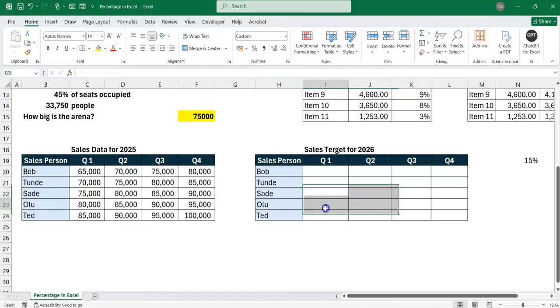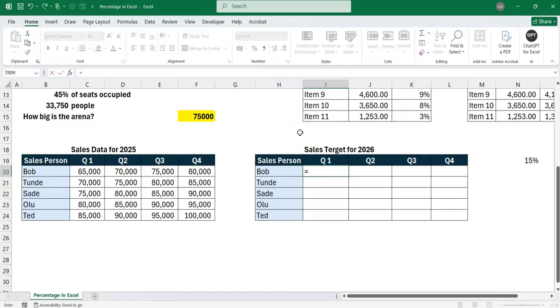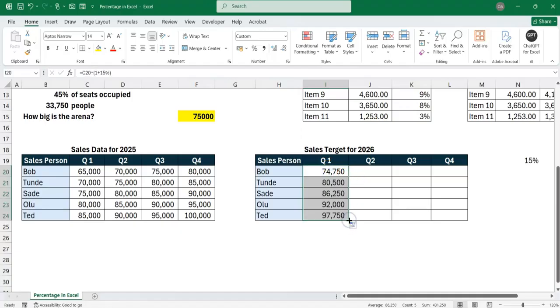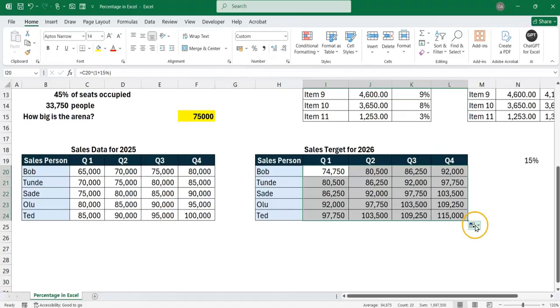Now we can actually also type the formula directly instead of referencing the cell for 15%. So we can say equals to, we take this, we say multiply it, we open parentheses, we say 1, we say plus, we type our 15% into the cell directly without making any reference, we close, and then we press enter. That should also give us what we need. We drag it this way, and then you see it actually works perfectly.